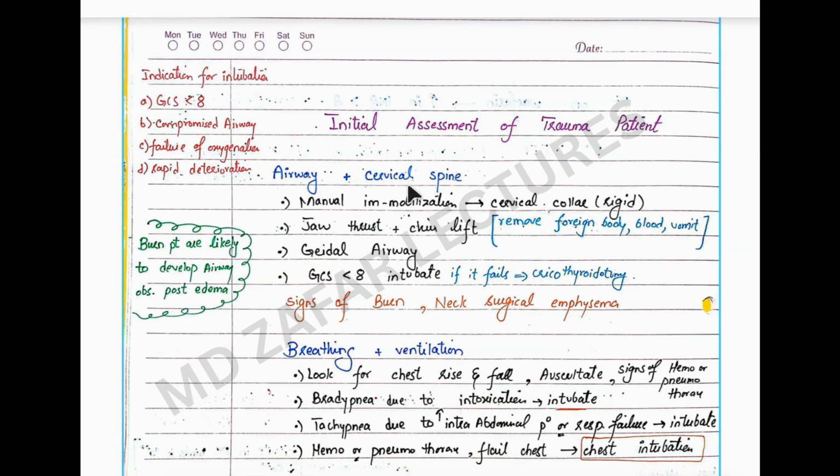First of all, for the airway and cervical spine immobilization, we have to immobilize the cervical spine using either a cervical or rigid collar. Then, followed by immobilization of the cervical spine, we will assess the airway. If you ask the patient their name and they're able to tell you that, it shows that the airway is patent. But if the GCS is overall less than 8, or the patient has signs and symptoms associated with burn, or there is surgical emphysema in the neck region, then you have to keep in mind that the airway can collapse.